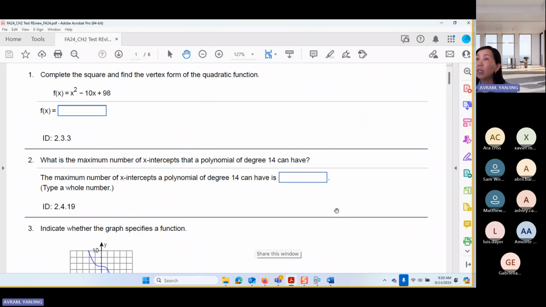So the maximum number of x-intercepts is just equal to the degree, which is 14. So that will be just 14 in here.